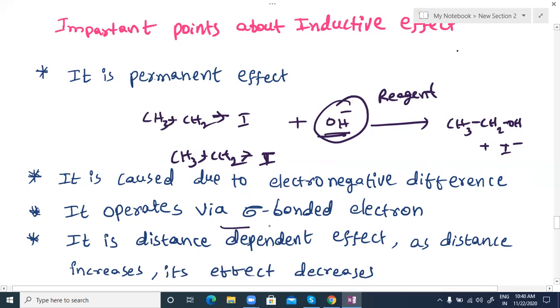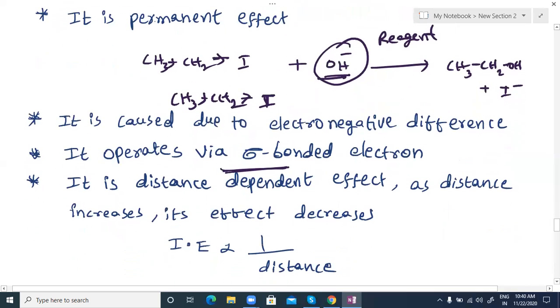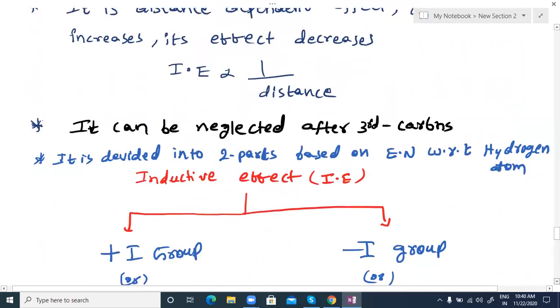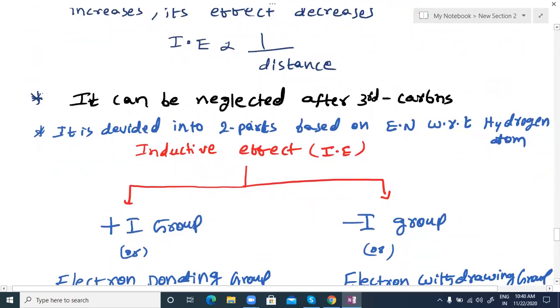This effect operates via only sigma bonds, only single bonds are provided here. So as distance increases, this effect decreases, like that they have given. It can be neglected after the third carbon. They can't show a longer distance.